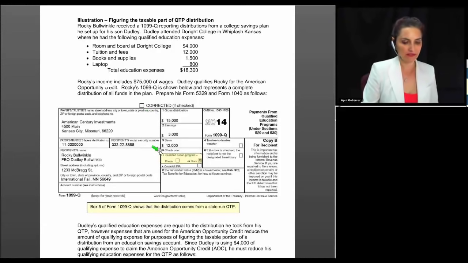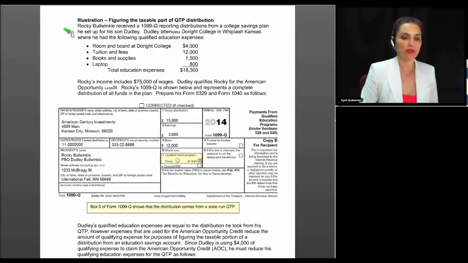Here, see box 5, it says check 1, qualified tuition program, either private or state, or the other choice is Coverdell ESA. Since I've checked state-owned qualified tuition program, I know that it's a 529 plan. In this case, a state 529 plan. The basis in the account is $12,000. The earnings that were distributed are $3,000, and the gross distribution is therefore $15,000. So this 1099-Q is reporting distributions from a college savings plan that he set up for his son Dudley.